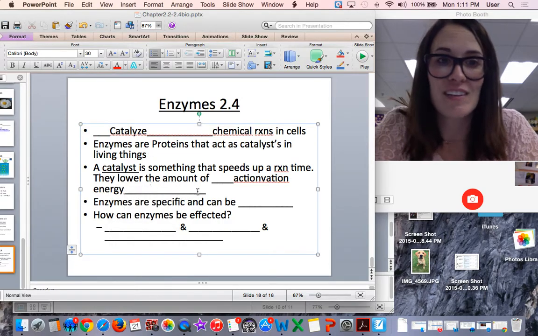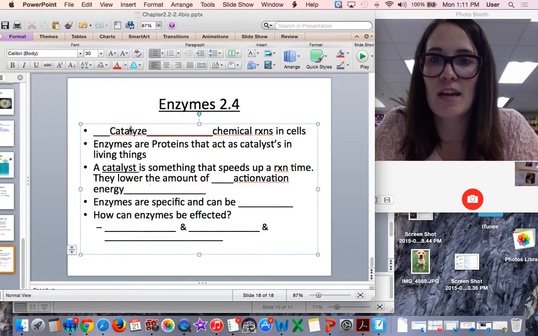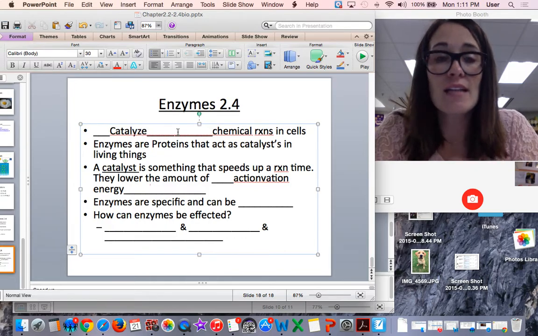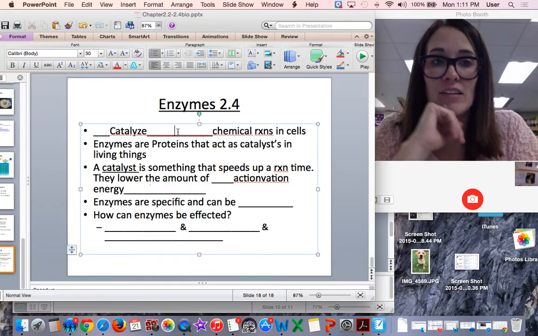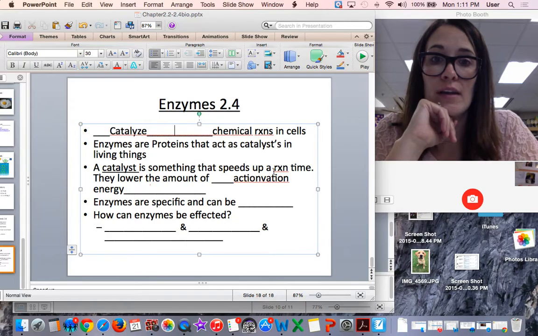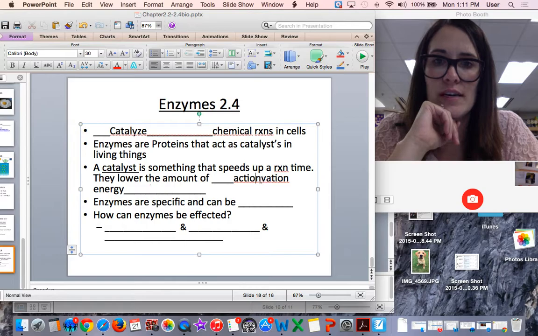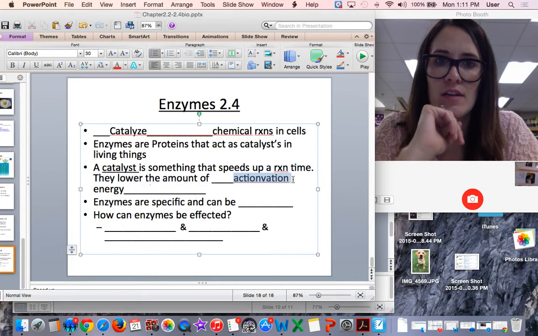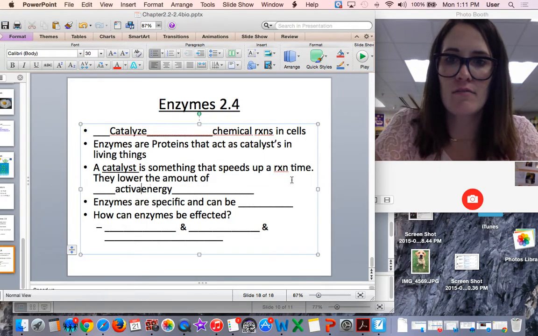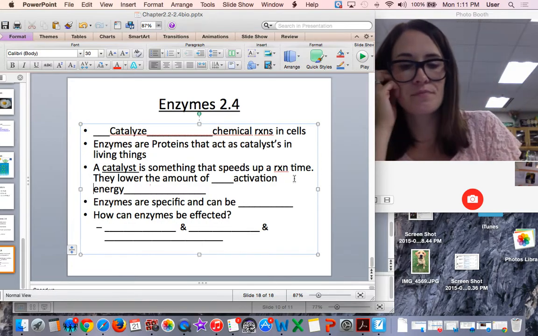Energy, that's how you spell it. Did I spell catalyze right? Yeah. So enzymes can act as a catalyst in your body. Whoa, spelled that all sorts of wrong. Activation energy, there we go.